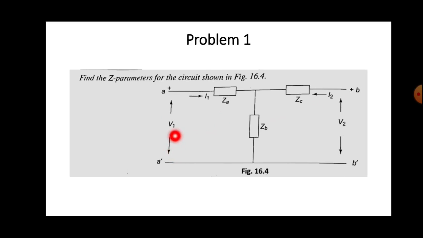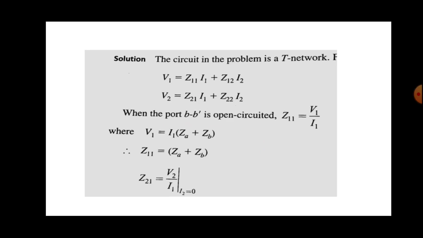V1 will be, by using Ohm's law, you know that V1 equals current into total resistance. Here the total resistance is ZA plus ZB and the current is I1. So V1 will be equal to I1 into ZA plus ZB, right? So we can substitute V1 equal to I1 into ZA plus ZB.